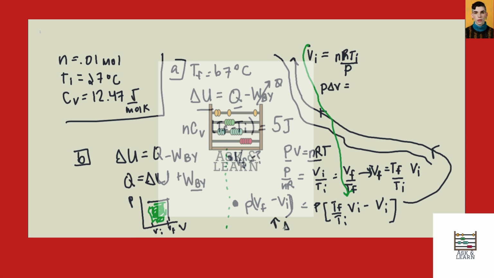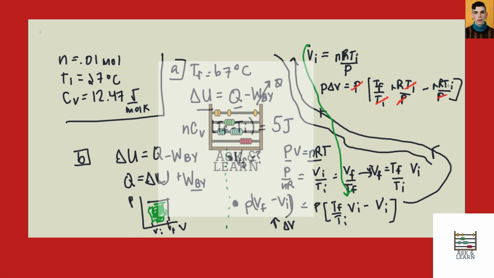that's delta V, is equal to P times T final over T initial times nRT initial over P. Can you see the cancellations? Times nRT initial over P. And then now you can see that lots of stuff cancels. It becomes super simple. I'll be able to make some nice comments at the end of the problem.